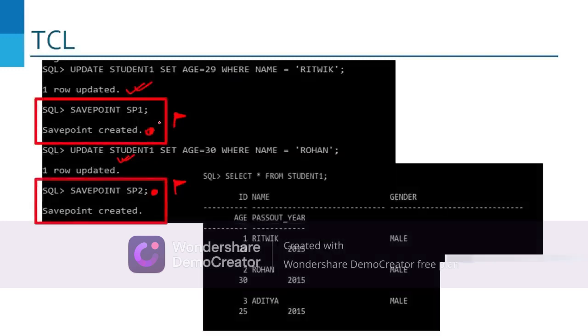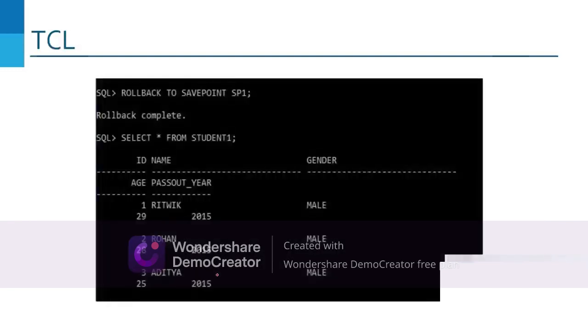Okay. Now you can see here that this has been changed, right? Now you can see rollback to save point 1. Now I am rolling back to save point SP1. So you can see I am rolling back to SP1. That means SP2 will be removed, SP1 will be kept. So you can see Ritvik is 29 only, but Rohan's 30 is now rolled back to 28. If I would have written a complete rollback, then it would have changed Ritvik's age also. Right? So those were all the SQL commands, which is DDL, DCL, DML and TCL.